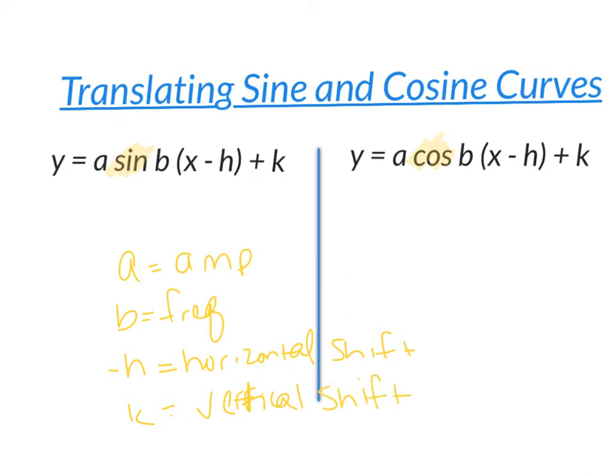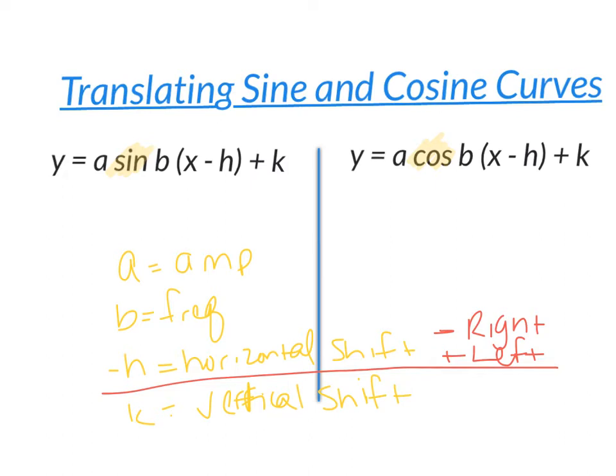Now, if the H is negative, it's going to shift right. And if the H is positive, it's going to shift left. If the K is positive, it's going to go up. And if the K is negative, it's going to go down.